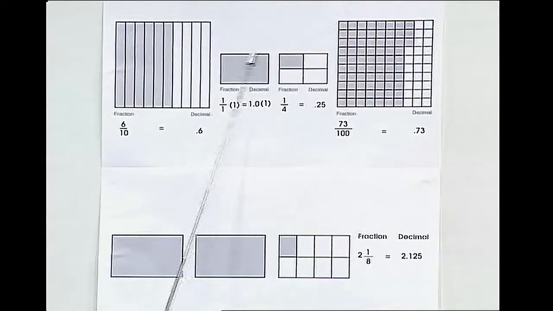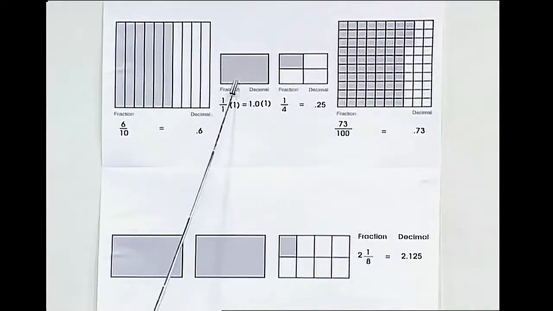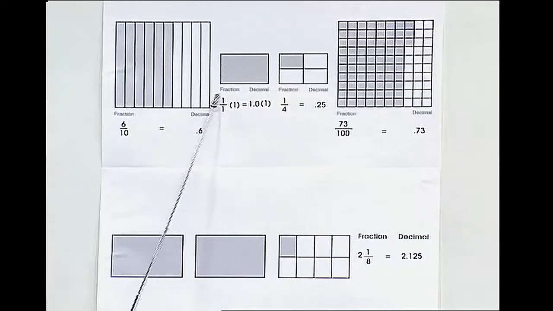Here we have one entire rectangle shaded. As a fraction, 1 out of 1, which is written as 1. As a decimal, we can write 1.0, or since we're writing a whole number, we usually drop the decimal point and the 0 and just write 1.